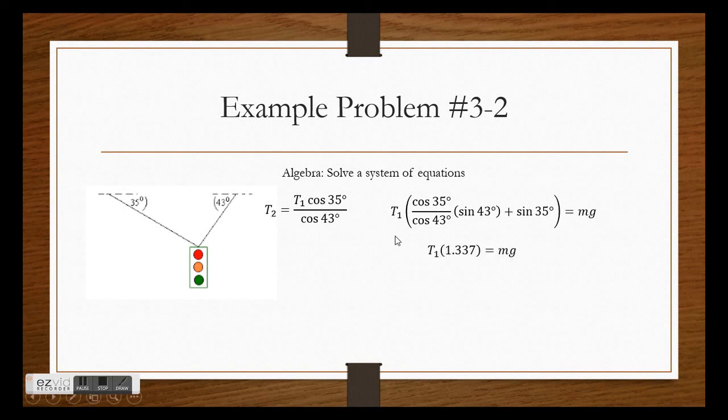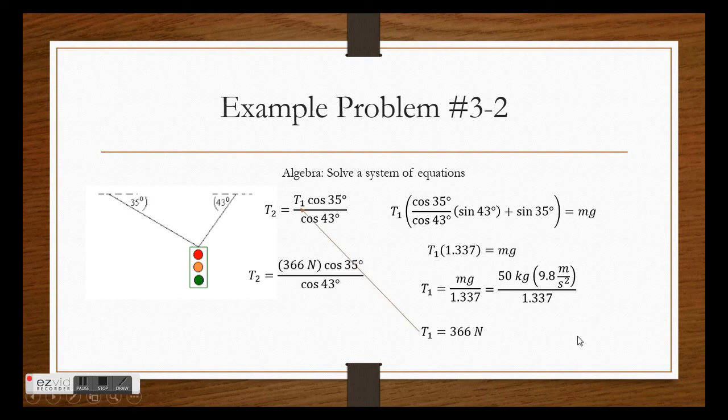I actually went ahead and calculated this number out, and if you do the sine of 35 times the sine of 43 divided by cosine of 43 plus the sine of 35, you get 1.337, which means T1 is equal to mg divided by 1.337. I can plug in m and g that I knew from the beginning of the problem, and I get that T1 is 366 newtons.